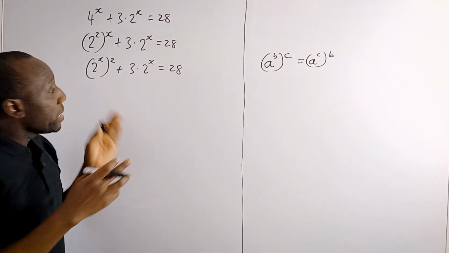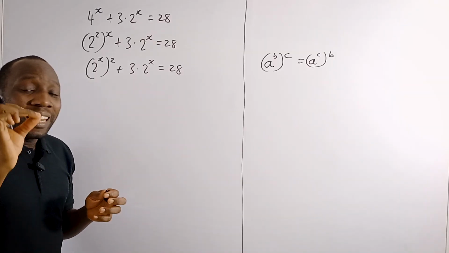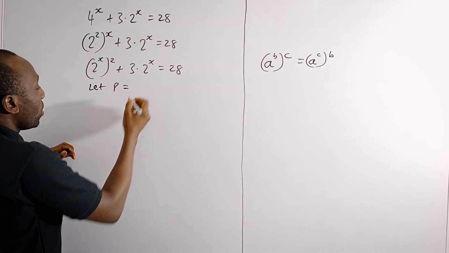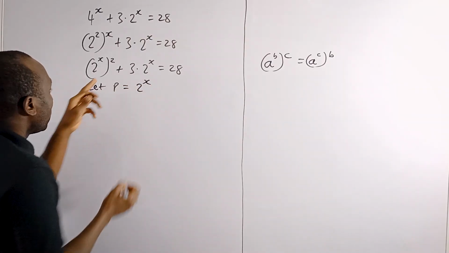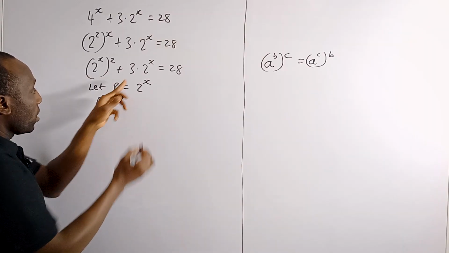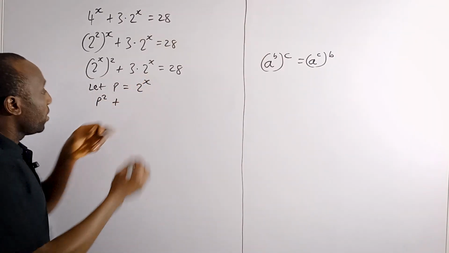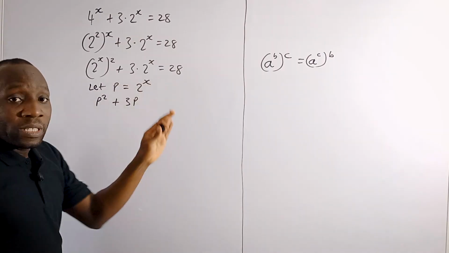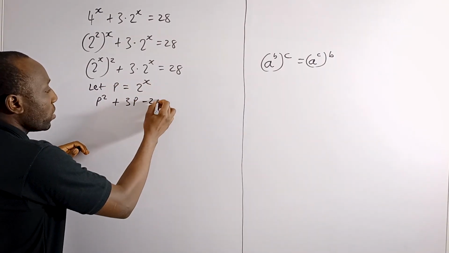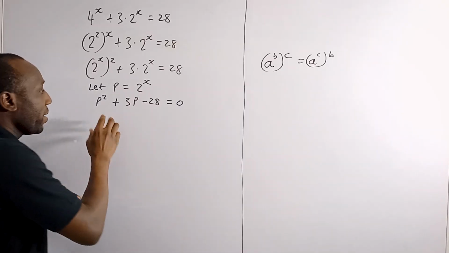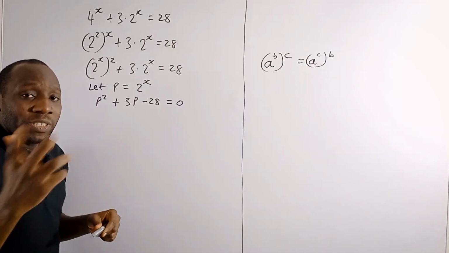The next thing I'll do is to simplify this equation. I'm going to say let p be equal to 2 raised to power x. So what are you going to have here now? p squared plus 3p. I'll transpose 28 to the left-hand side. That will be minus 28. All is equal to what? 0. Now we have a quadratic equation, which I will solve.